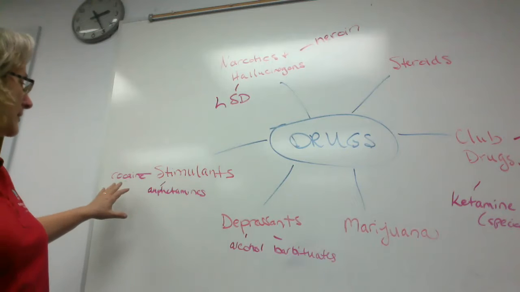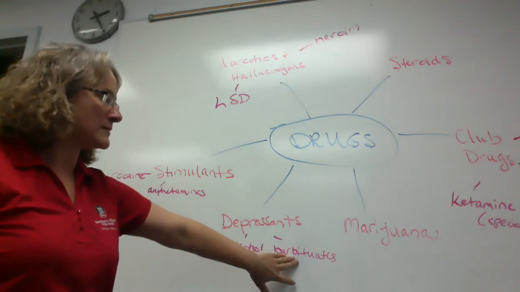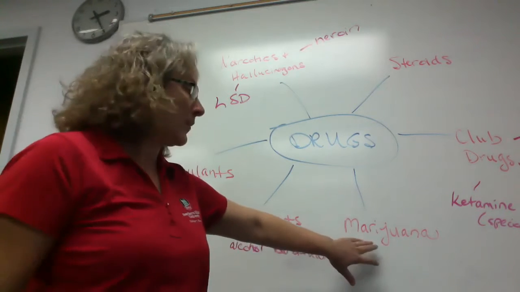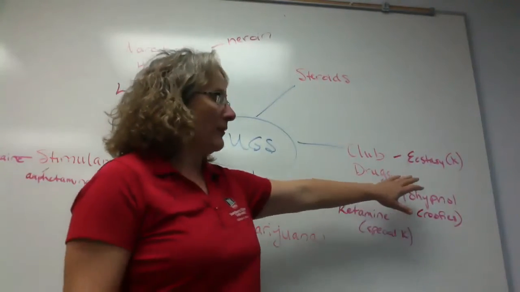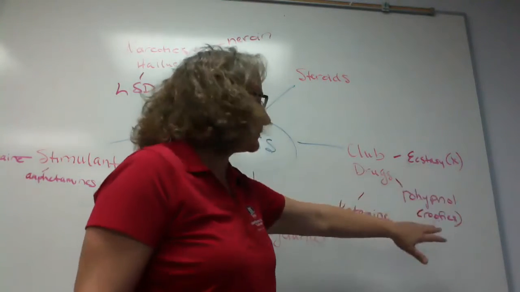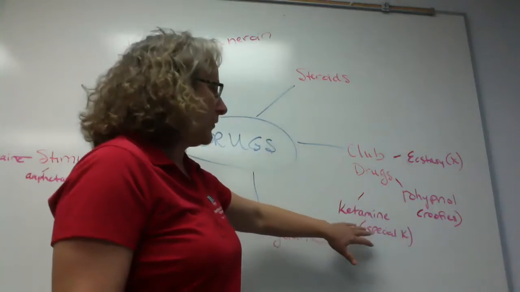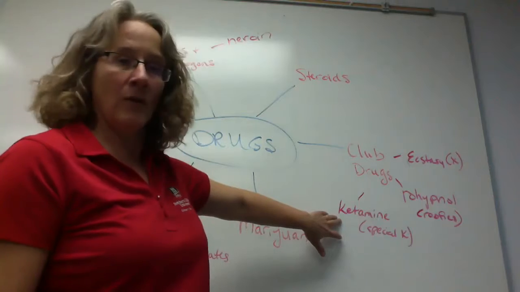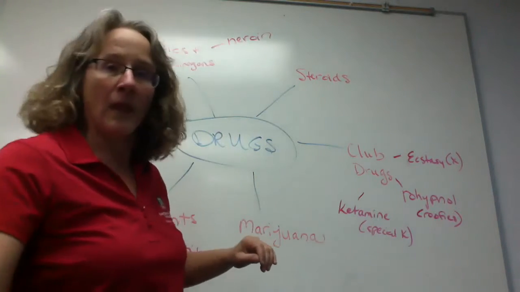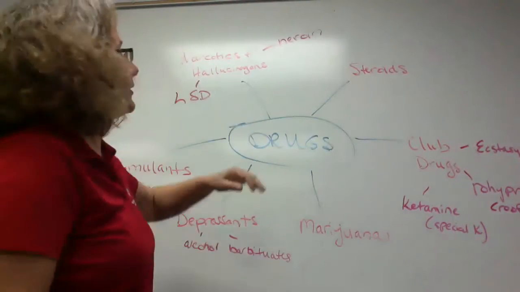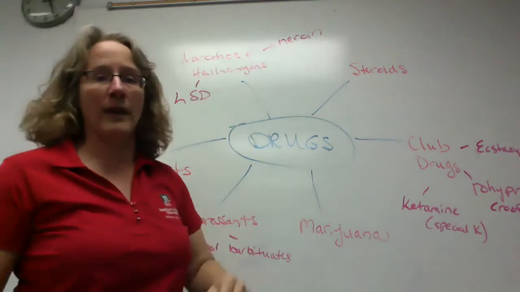So we have stimulants, where they mention specifically cocaine and amphetamines, and depressants, alcohol and barbiturates. Marijuana can be an upper or a downer, so it stands by itself. In the club drugs, some of the common ones are ecstasy, otherwise known as X, Rohypnol, commonly known as roofies, the date rape drug, and ketamine, which is actually an animal tranquilizer commonly known as Special K. Steroids, they didn't mention any specific ones. Then narcotics and hallucinogens: LSD as a hallucinogen and heroin as a narcotic.